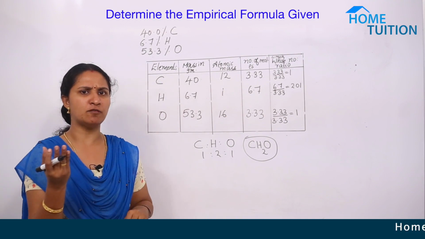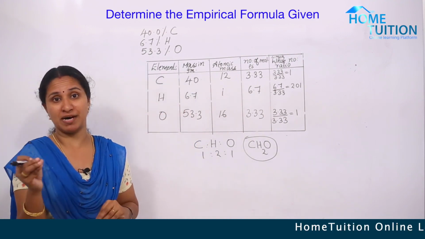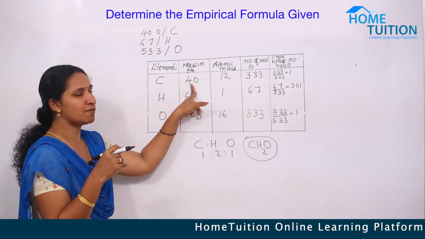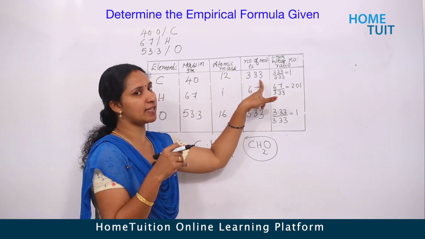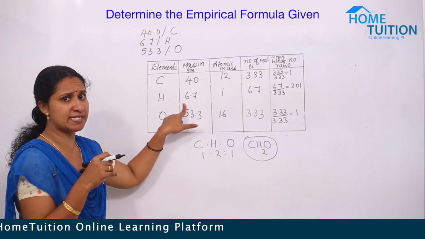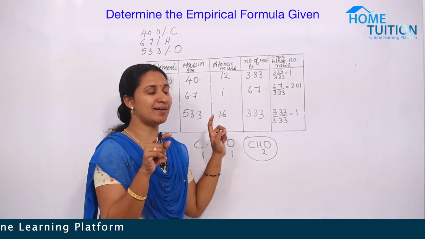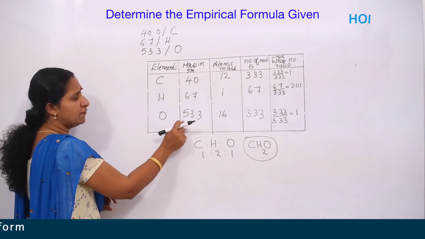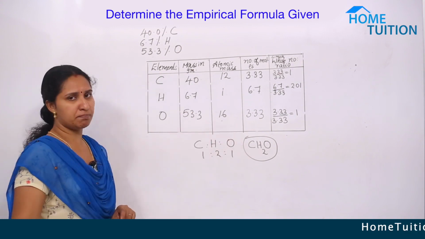How do we find the number of moles? Yes, given mass by gram atomic mass, or given mass by atomic mass. Here the given mass of carbon 40 divided by 12 is 3.33. Next, for hydrogen, given mass 6.7 and atomic mass 1, so 6.7 by 1 is 6.7. Next, oxygen, 53.3 by 16, given mass by atomic mass.